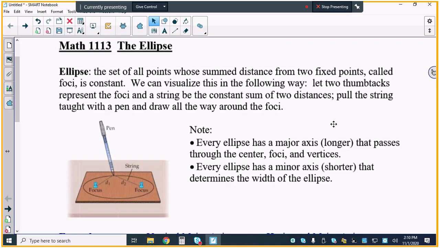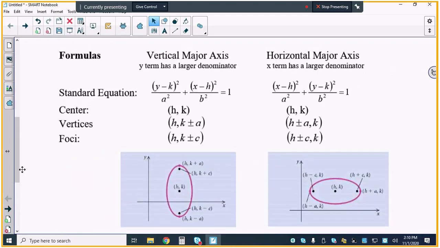Every ellipse has a major axis, the longer axis, that passes through the center, foci, and the vertices, and every ellipse has a minor axis, the shorter one, that determines the width of the ellipse. So with this basic concept, we are going to determine when we will say an ellipse has a vertical major axis versus a horizontal major axis.